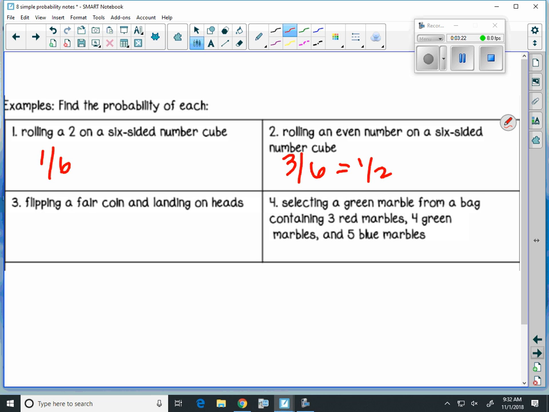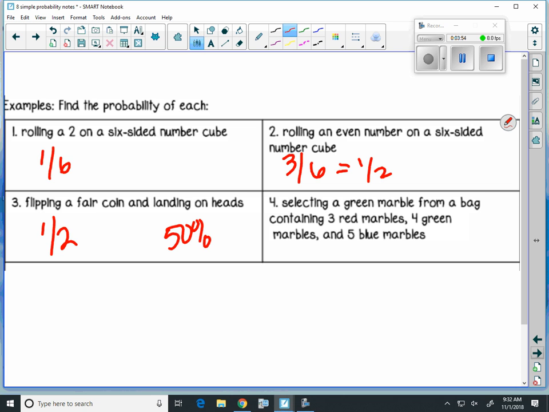All right, flipping a fair coin and landing on heads. What does a fair coin mean? One side is heads, one side is tails, so you know for sure it's heads and tails. What's the probability it'll land on heads? 1 out of 2, right? There's 2 options, and one side is heads. So 1 out of 2. We could write that as a 50% chance. So again, we can do it as a fraction or a percent.